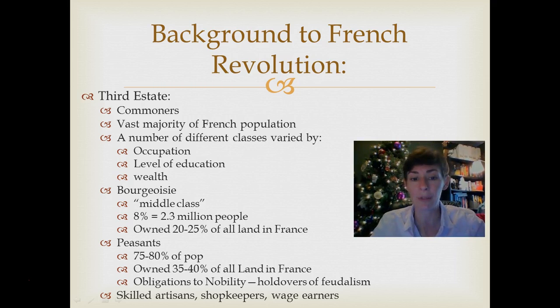They were about 8%, about 2.3 million people, and they owned 20 to 25% of all the land in France, so a significant amount. The peasants were 75 to 80% of the population. They owned 35 to 40% of all land in France. Their obligations to the nobility were extensive, and they were holdovers from the economic, social, and political system of feudalism, which you should know from your studies in the Middle Ages. They were skilled artisans, shopkeepers, and wage earners for the most part. So that's the class structure in terms of what France looked like.